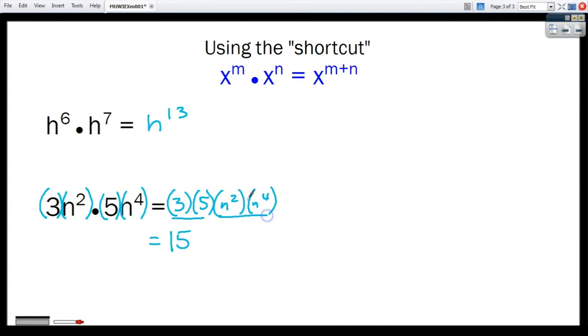Here's where we add our exponents. N to the second times n to the fourth. Add the exponents, we get n to the sixth. So 15 n to the sixth. All right, let's try a couple more.